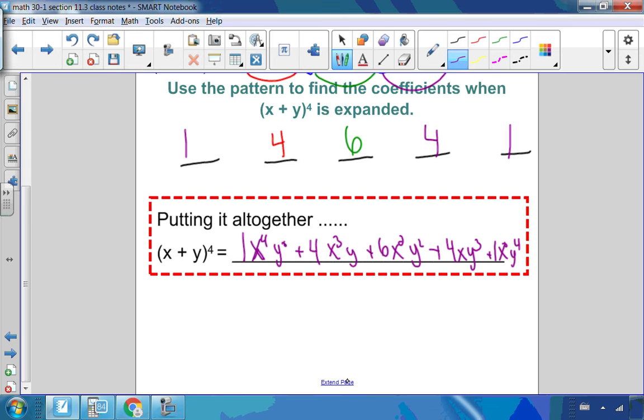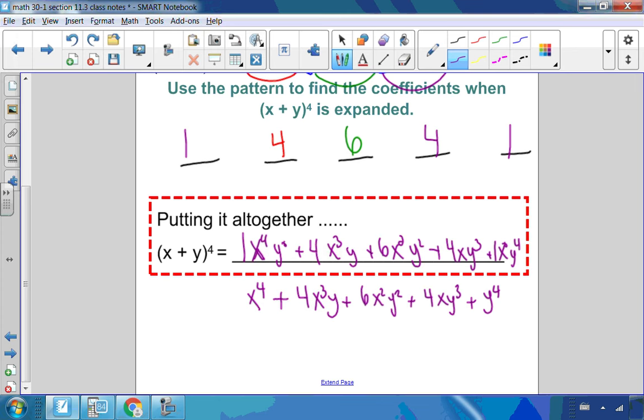Now let's tidy that up just a little bit more. So instead of having a 1, I can just write it as x exponent 4. I don't have the y, so I can just leave it. Plus 4 x cubed y, plus 6 x squared y squared, plus 4 x y cubed, plus, I don't really need the 1, x to the 0, I don't need to record that, y exponent 4. So that would be my final answer. Okay, so we definitely see some patterns going on with the variables and with the coefficients.